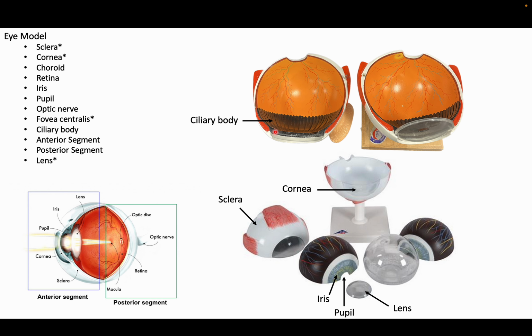And then you can see the ciliary body in the iris as well, and it helps control the movement, the opening and the closing of the pupil. So this is the ciliary body.